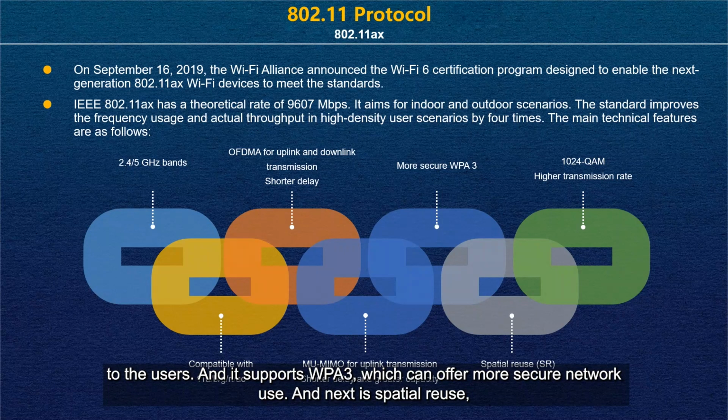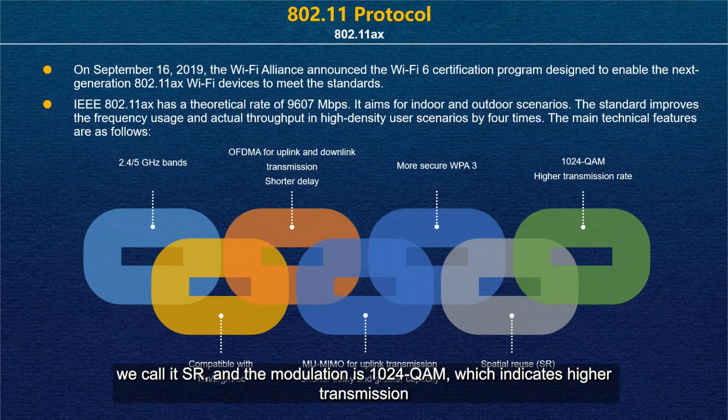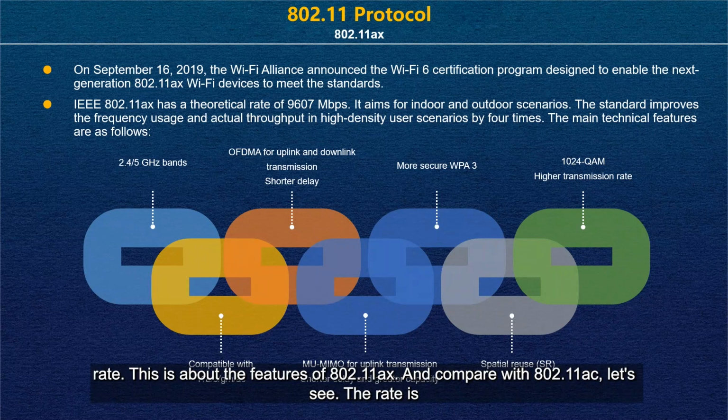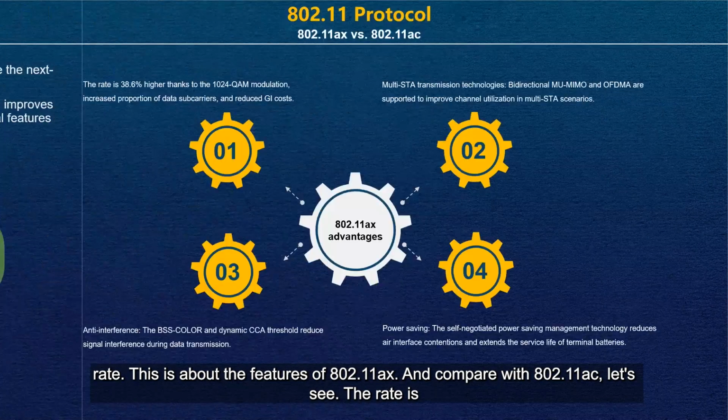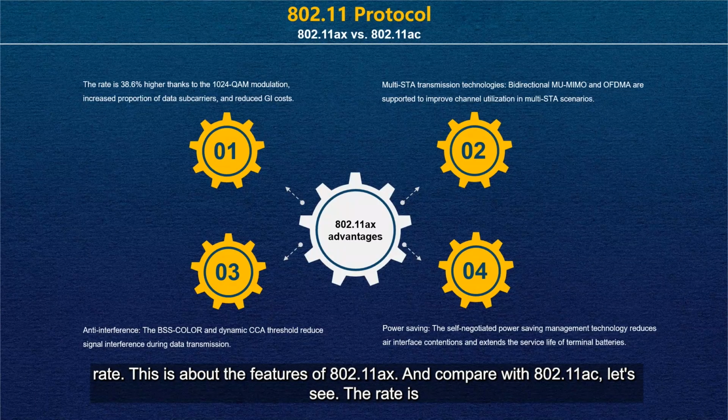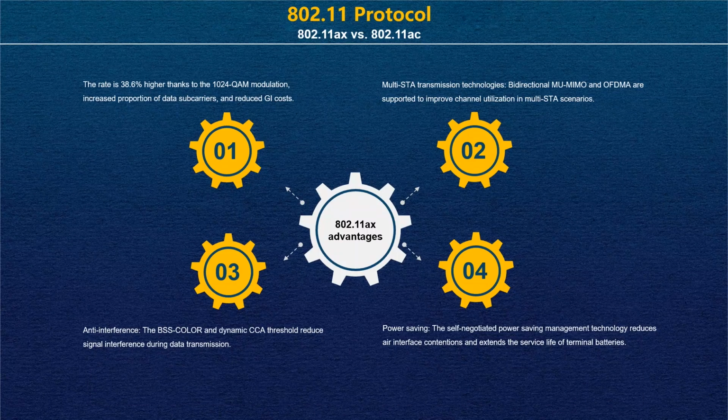And next is spatial reuse. We call it SR. And the modulation is 1024 QAM, which indicates higher transmission rates. This is about the features of AX. And compared with .11ac, let's see. The rate is 38.6% higher, thanks to the modulation type.